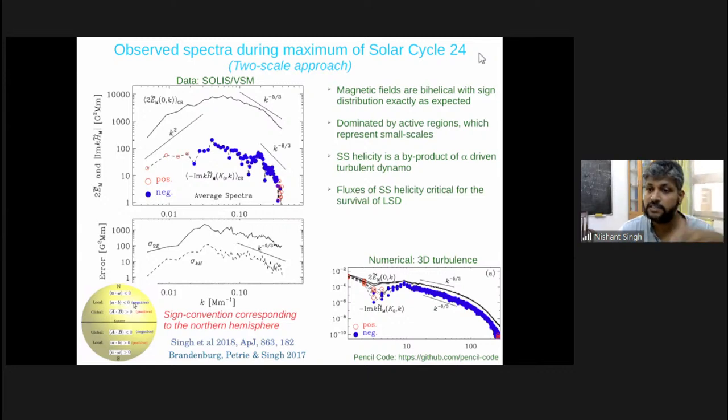But the open problem is, this is giving you a diffuse field. How do you form a sunspot? So make sure that you ask questions when somebody tells you that the alpha effect has given you the magnetic field. That is not enough. That's one step, but it's not enough to produce a sunspot.